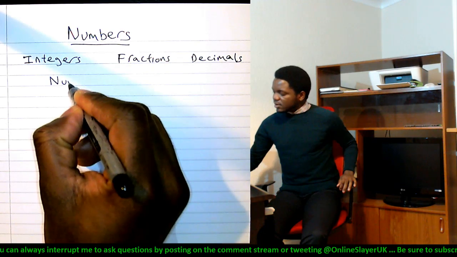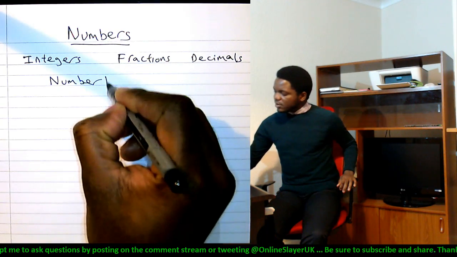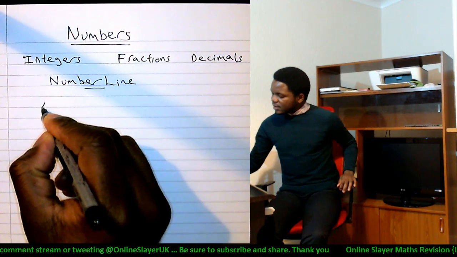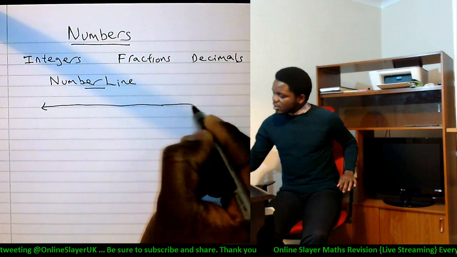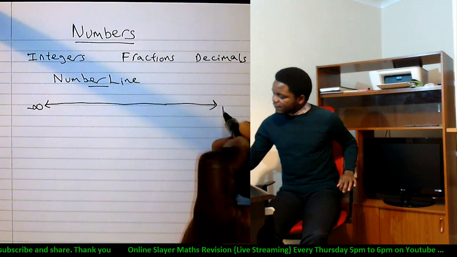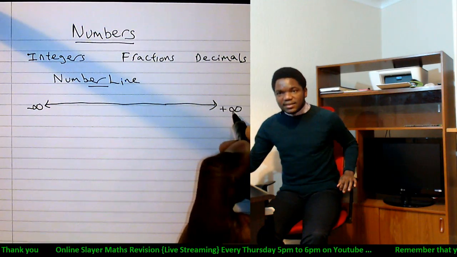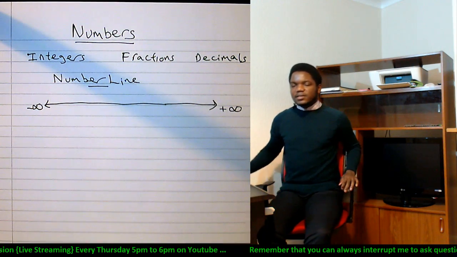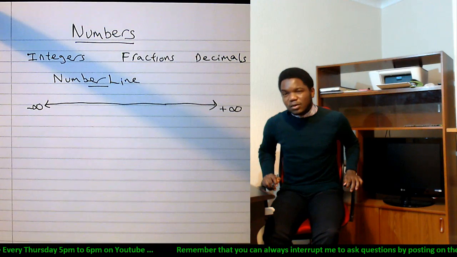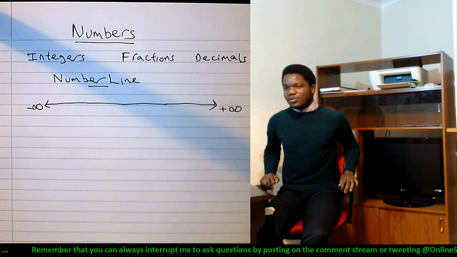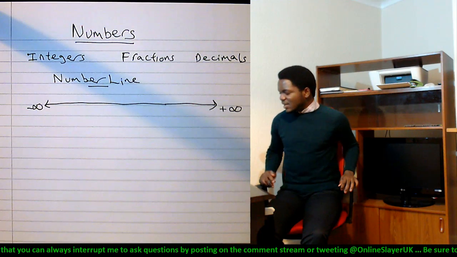I will just describe why we use the number line. The number line is basically a straight line that goes from negative infinity to positive infinity. It never ends. There is no minimum number in the world. There is no maximum number in the world. If you tell me a number, I'll give you a bigger number. I'll just keep adding one to it. We're never going to finish. So it goes on.